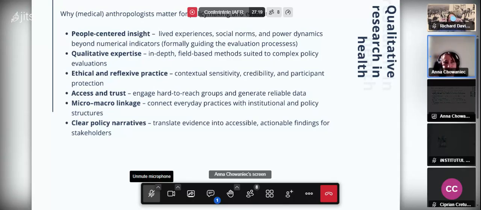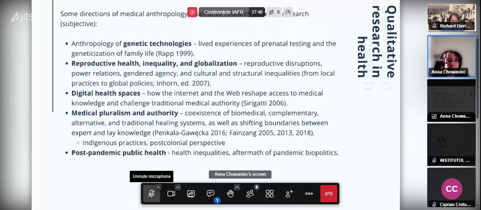So we are good at telling stories, which is very important in report writing, as the findings and evidence are translatable into accessible and actionable findings for different groups of stakeholders, because the issue is that there are plenty of different stakeholders, not only the academic peers. Those are very different people, and we are good at that. We are good at creating those narratives.